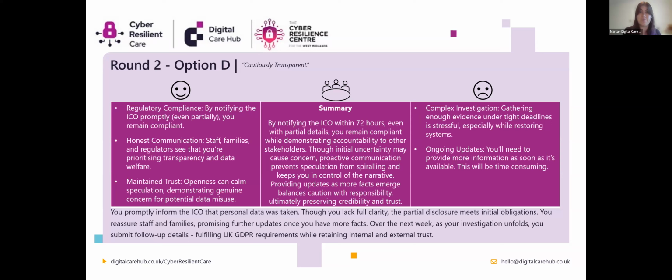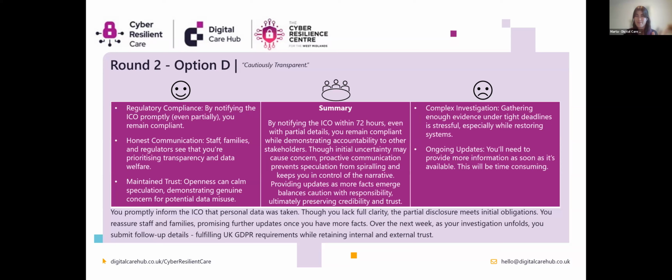Providing updates as more facts emerge, balance caution with responsibility, ultimately preserving credibility and trust. So from an ICO perspective, you might ask, what if we don't have all the required information available? The UK GDPR recognizes that it will not always be possible to investigate a breach fully within 72 hours and to understand exactly what has happened, or what can be done to mitigate it.